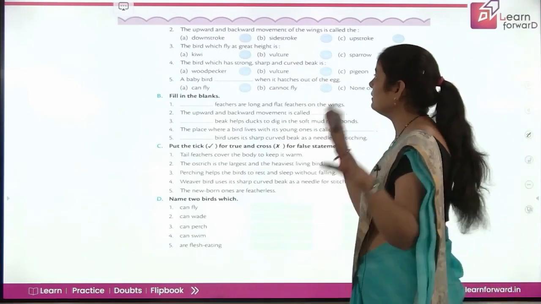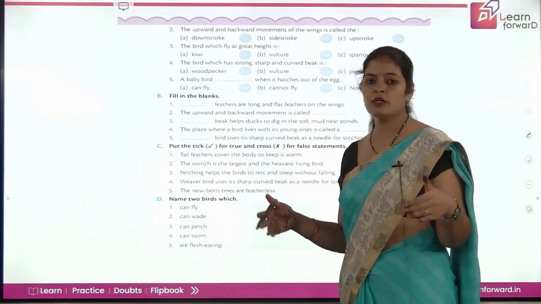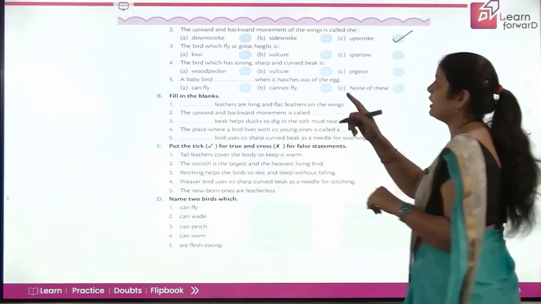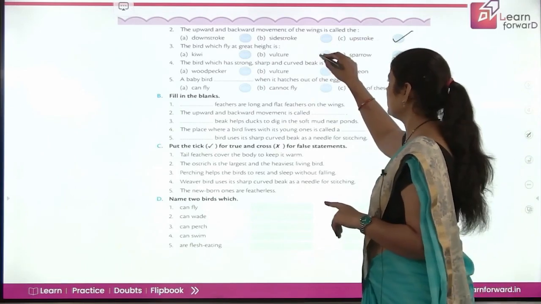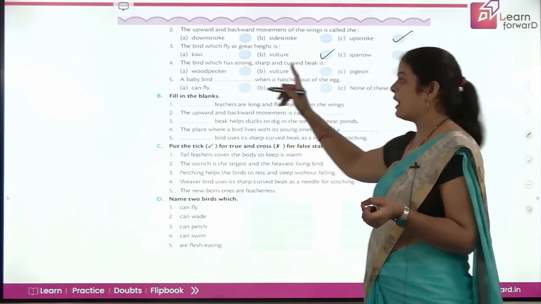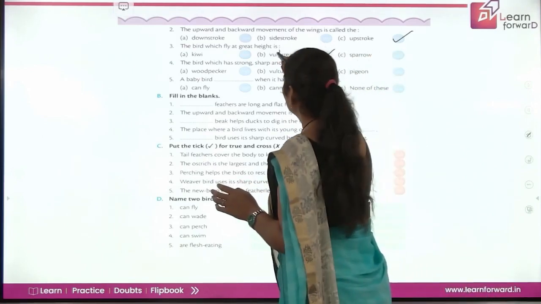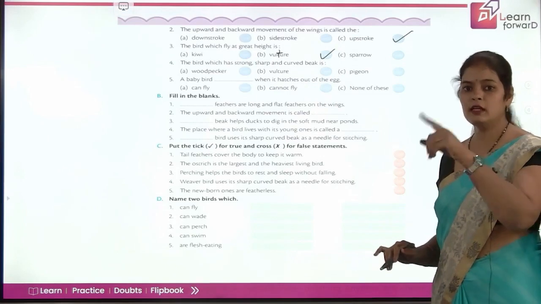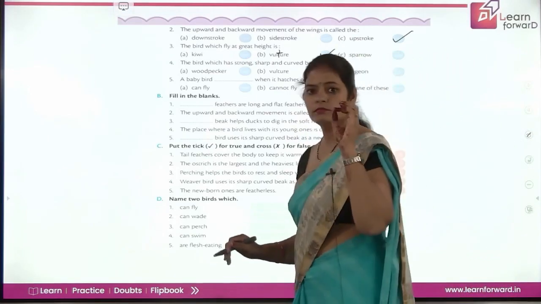Now upward and backward movement of the wings. Remember, upward movement and downward flapping of the wings, downstroke and upstroke. So here upstroke because they are asking for the upward movement. The bird which flies at great height is vulture, not sparrow. Sparrow is a very small bird and kiwi again is a very small bird, and vulture is actually a big bird that can aim and see their prey while moving around in the sky at a very great height.